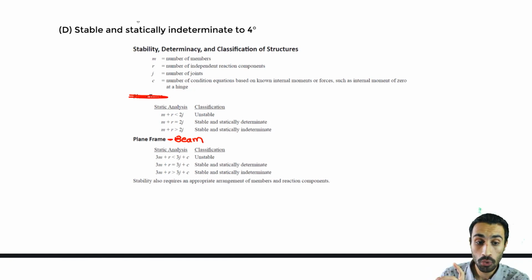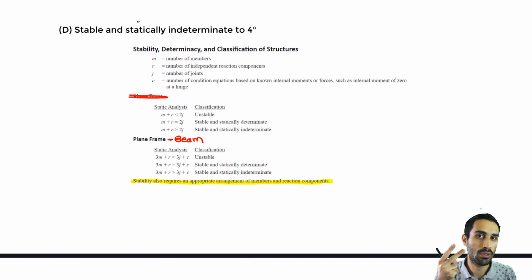And one thing I want you to note here is this. Stability also requires an appropriate arrangement of members and reaction components. So this is talking about, let's say, the external stability of the structure we're looking at. And we will talk about that as we continue at the end with the last two practice problems. Because that one's overlooked and it can be tricky if they're trying to trick you. Usually, sometimes they're not, sometimes they are. So we'll talk about that as well for beams specifically.